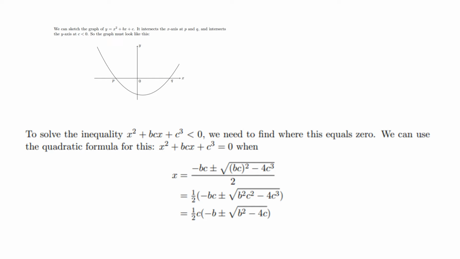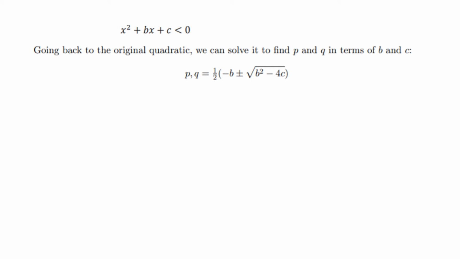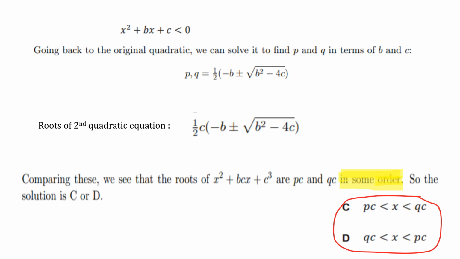Now that's particularly useful because if we go back and look at the original quadratic and solve it using the formula, we get this pair of values. Now comparing the two, you'll see that taking the c out was the master stroke, because the roots of the second are a multiple of the roots of the first. So it's got to be pc and qc, we've clearly multiplied by c. Now, subtle though, it's got to be in some order. We can't assume that pc and qc are in the same order as p and q. It depends on whether c is positive or negative.